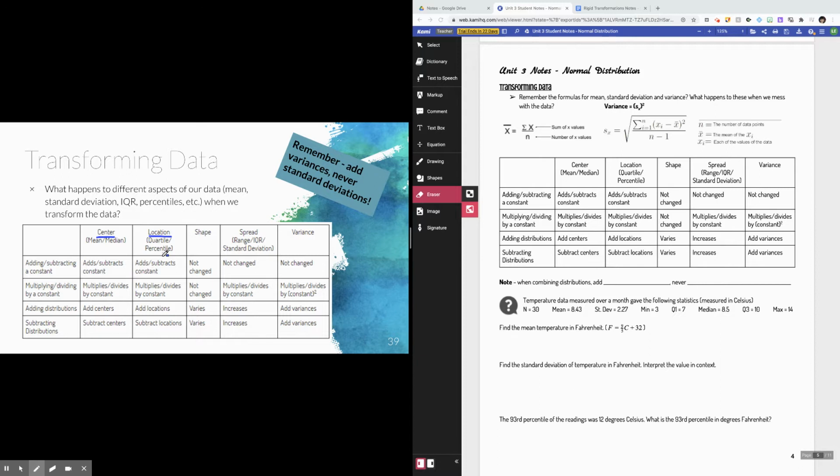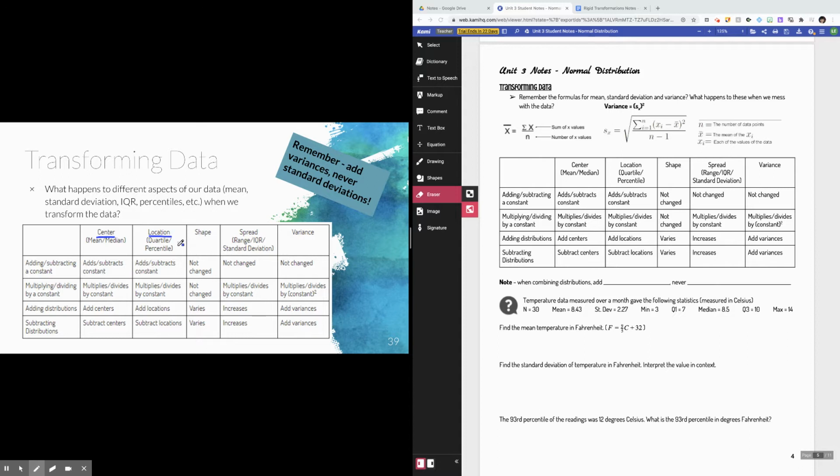So that means the center will change. It will move the exact same distance that you added or subtracted, as will individual data locations. So that's like percentile values, or individual quartiles, the actual locations of those things. Quartile 1 is still at the 25% mark of the data, meaning that 25% of the data is below that value. It's just that where that location is will get shifted.